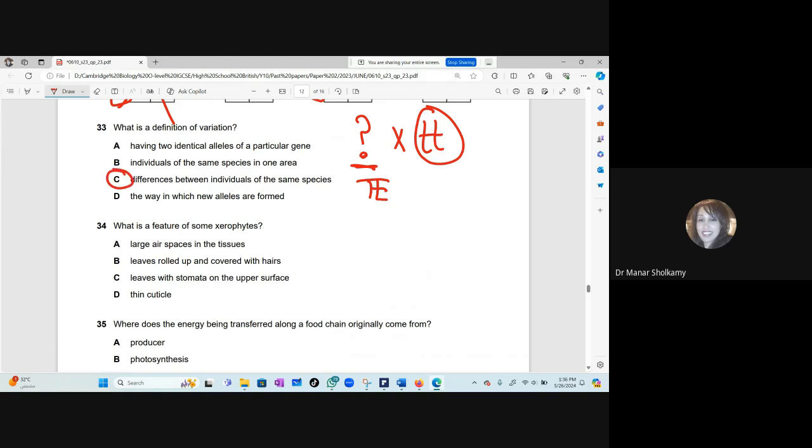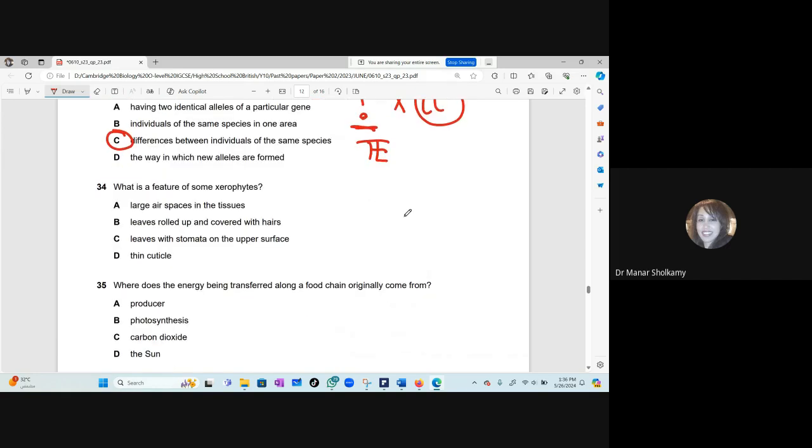Yeah, 34. What is a feature of some xerophytes? Large air spaces in the tissues, leaves are rolled up and covered with hairs, or leaves with stomata on the upper surface, or thin cuticle. B. Of course, it's B. Okay.